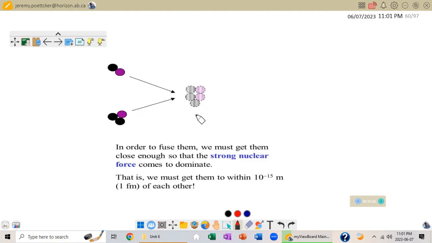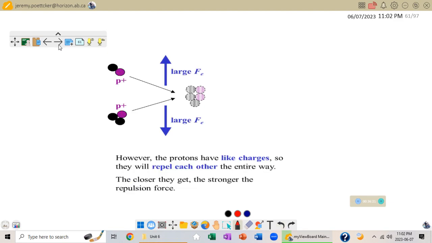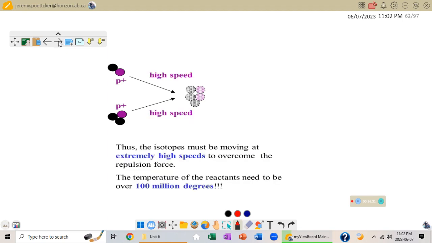Now, in order to fuse them, we must get them close enough together so that the strong nuclear force comes to dominate. Given that we have a positive charge here and a positive charge here, initially they don't want to do that. So we have to get them within 10 to the negative 15 meters, or 1 femtometer, of each other. Problem is, they repel each other. The closer they get, the stronger the repulsion force. But eventually you get close enough and suddenly the strong nuclear force takes over. And that's what we want to have.